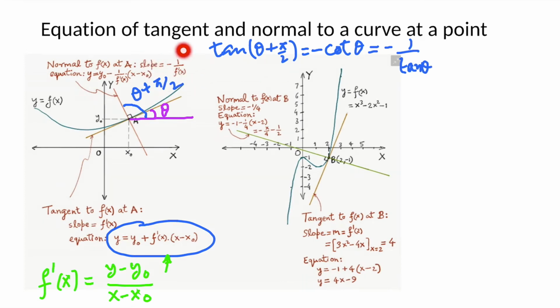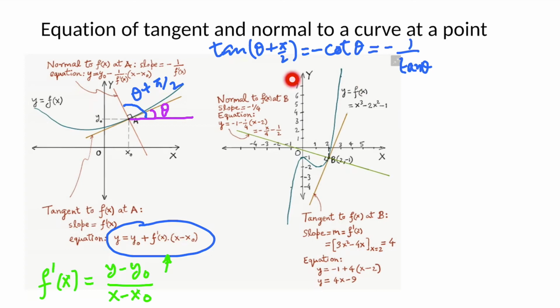That's minus 1 by f prime theta, because f prime theta is nothing but tan theta, the slope of the tangent. So the slope of the normal would be minus 1 divided by the slope of the tangent. And that's what we plug in the equation of the straight line here to get the equation of the normal. Okay, so let's now look at this simple example here to understand how we do it.